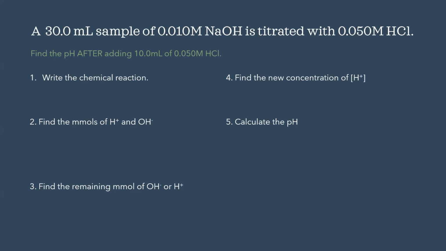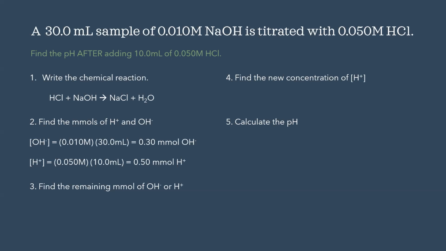Our final example is the addition of acid which would be past the equivalence point. So in this case, the addition of 10 milliliters of HCl. So like before, we start by writing the chemical formula of the reaction, followed by calculating the millimoles of hydronium and hydroxide. So again, we use the volume and the molarity. So in this case, we have 0.3 millimoles of hydroxide and 0.5 millimoles of hydronium.